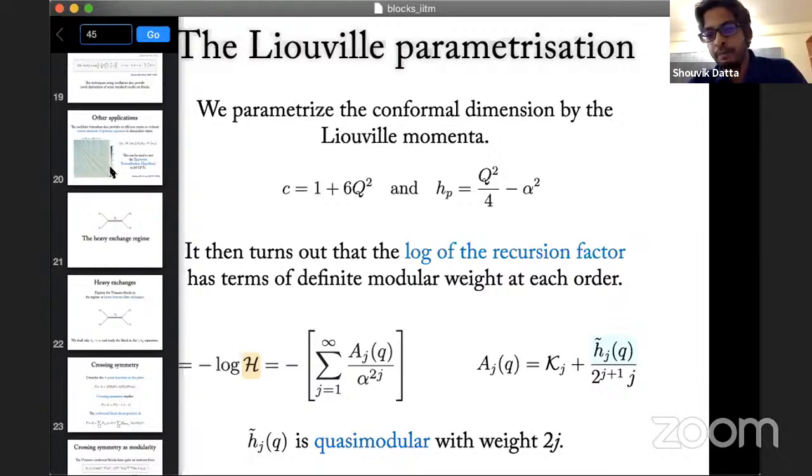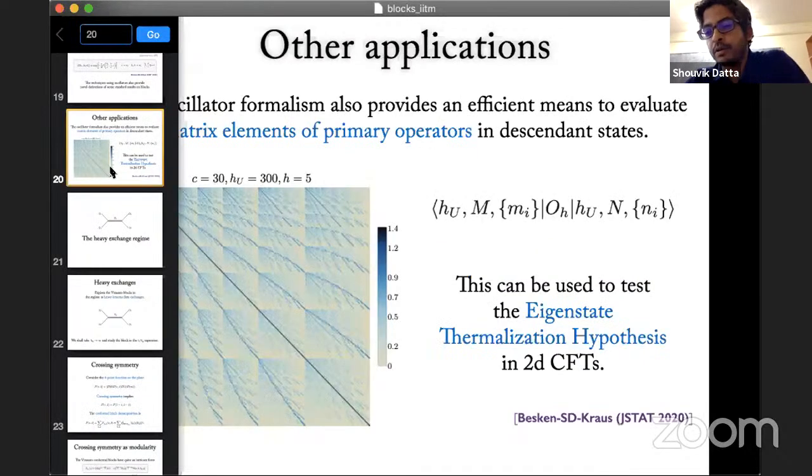Yes, this can be partially answered. If you look at heavy-light OPE coefficients, the off-diagonal ones should be exponentially suppressed. If the off-diagonal OPE coefficients are exponentially suppressed, those are the CFTs which should satisfy ETH.